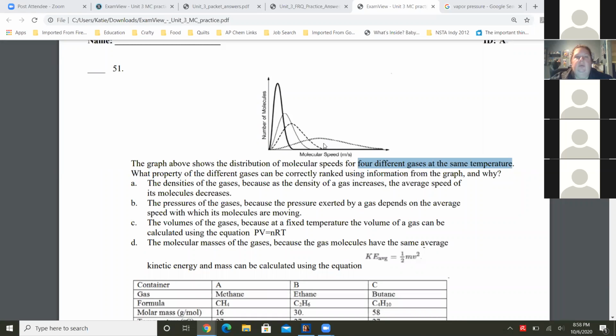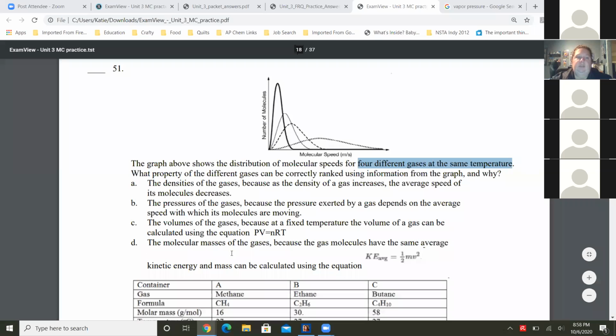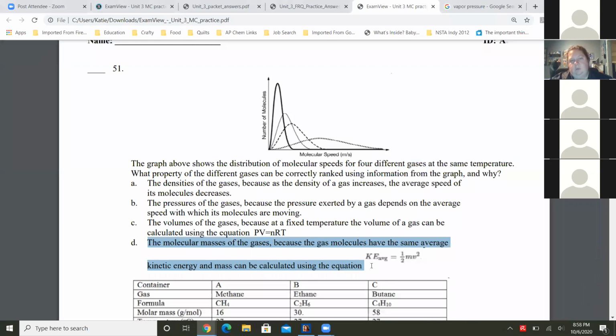If they're all at the same temperature, the only thing that can really be affecting the speed of those particles is their molar mass. So the answer would have to be D. Pressure is not going to change their speed. Density of the gas is not going to change their speed. The volume is not going to change the speed. The only things that can control speed are temperature and molar mass. Okay, thank you. You're welcome.